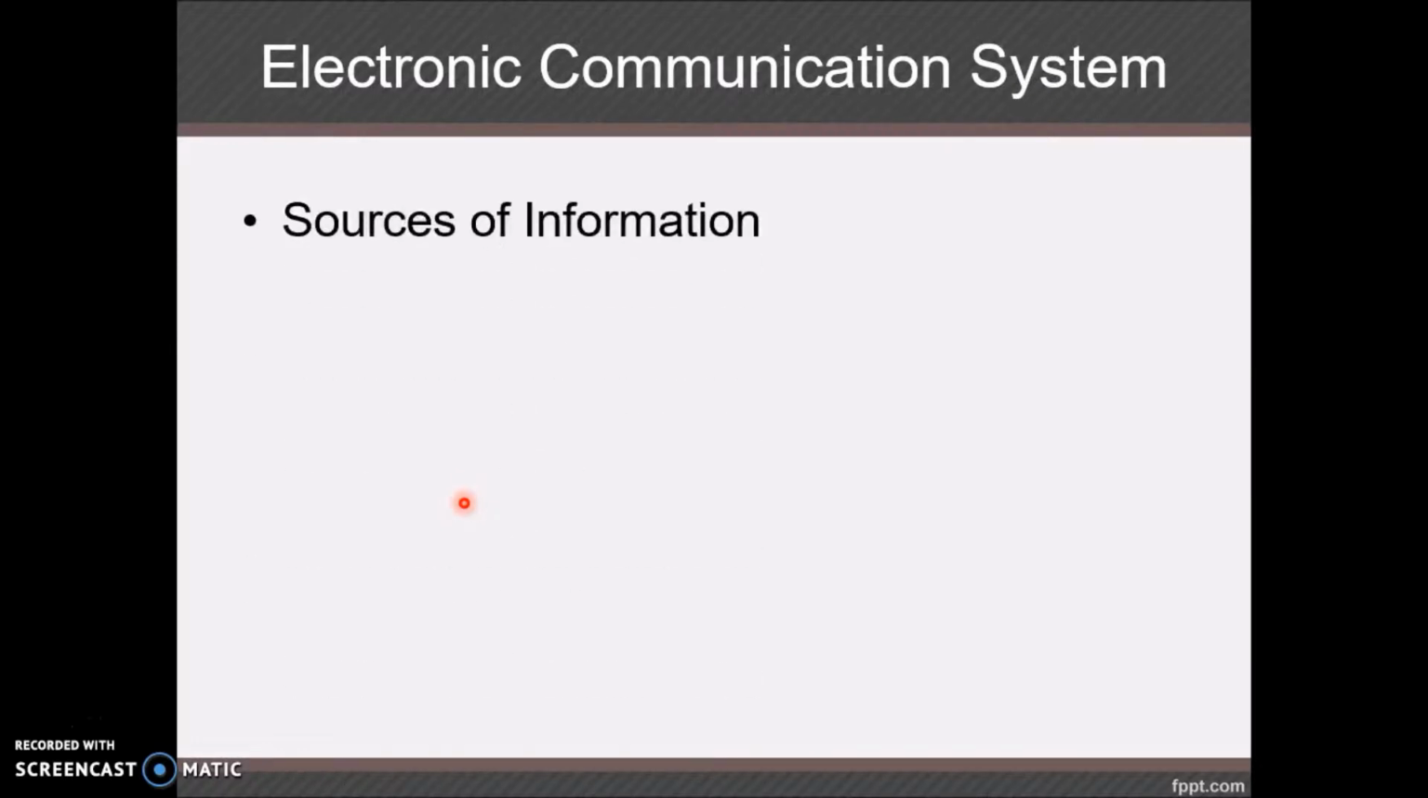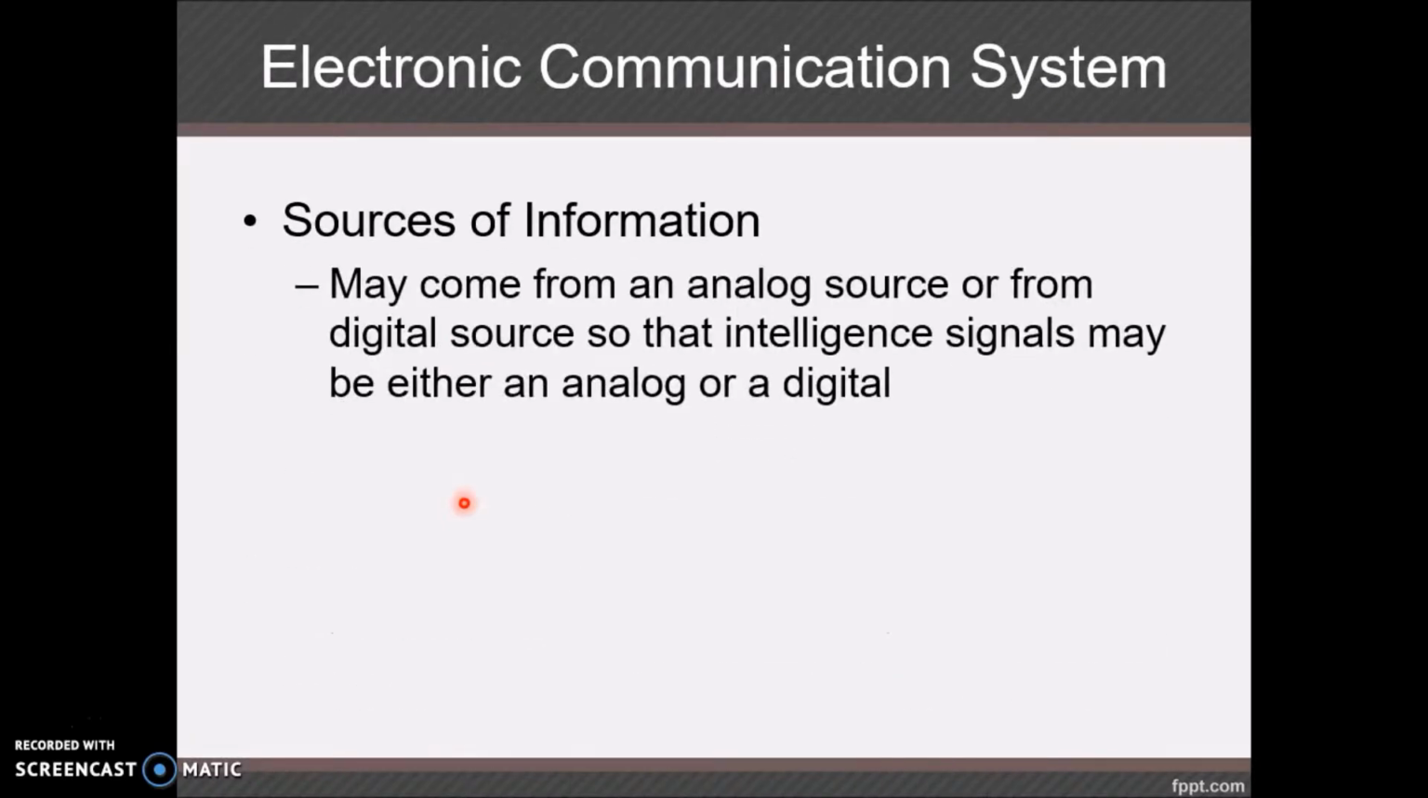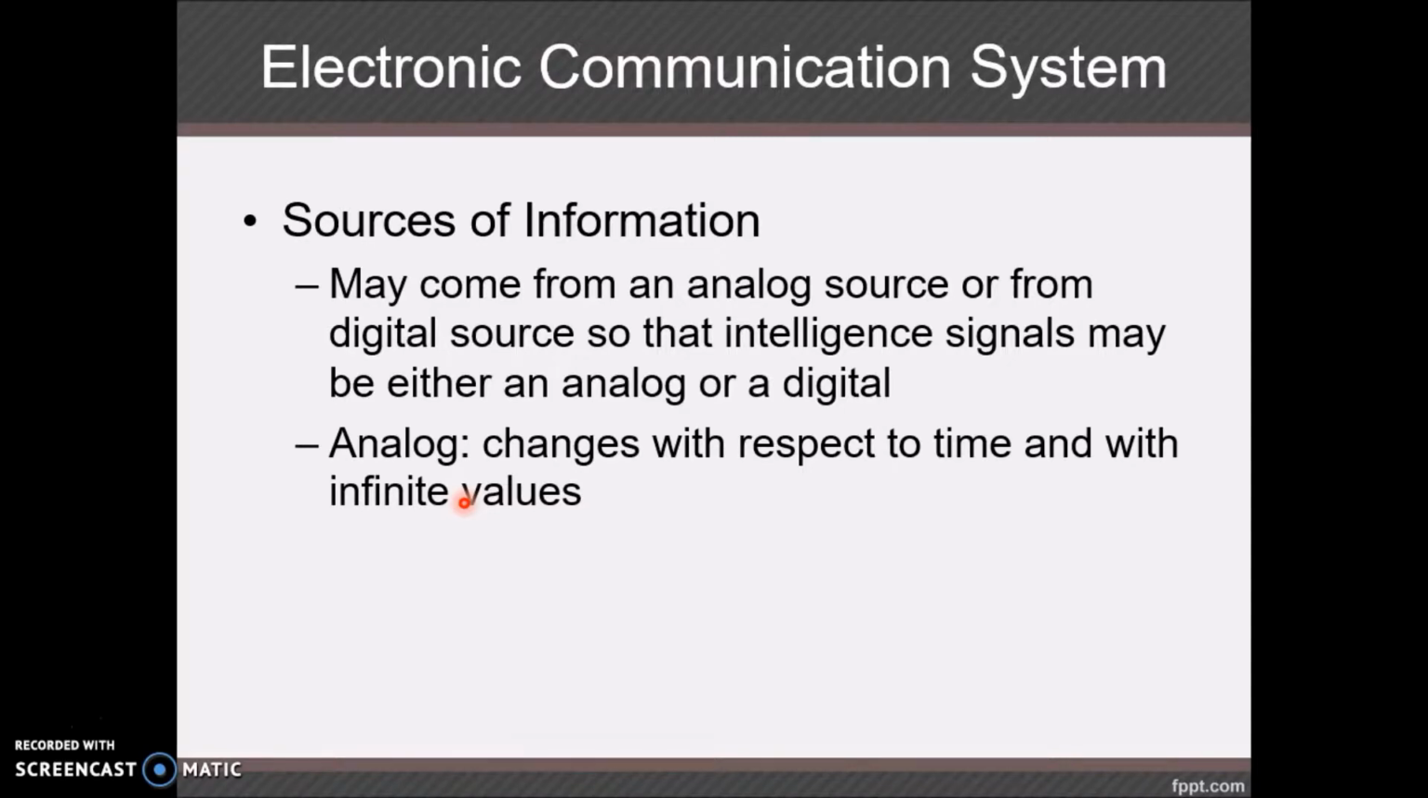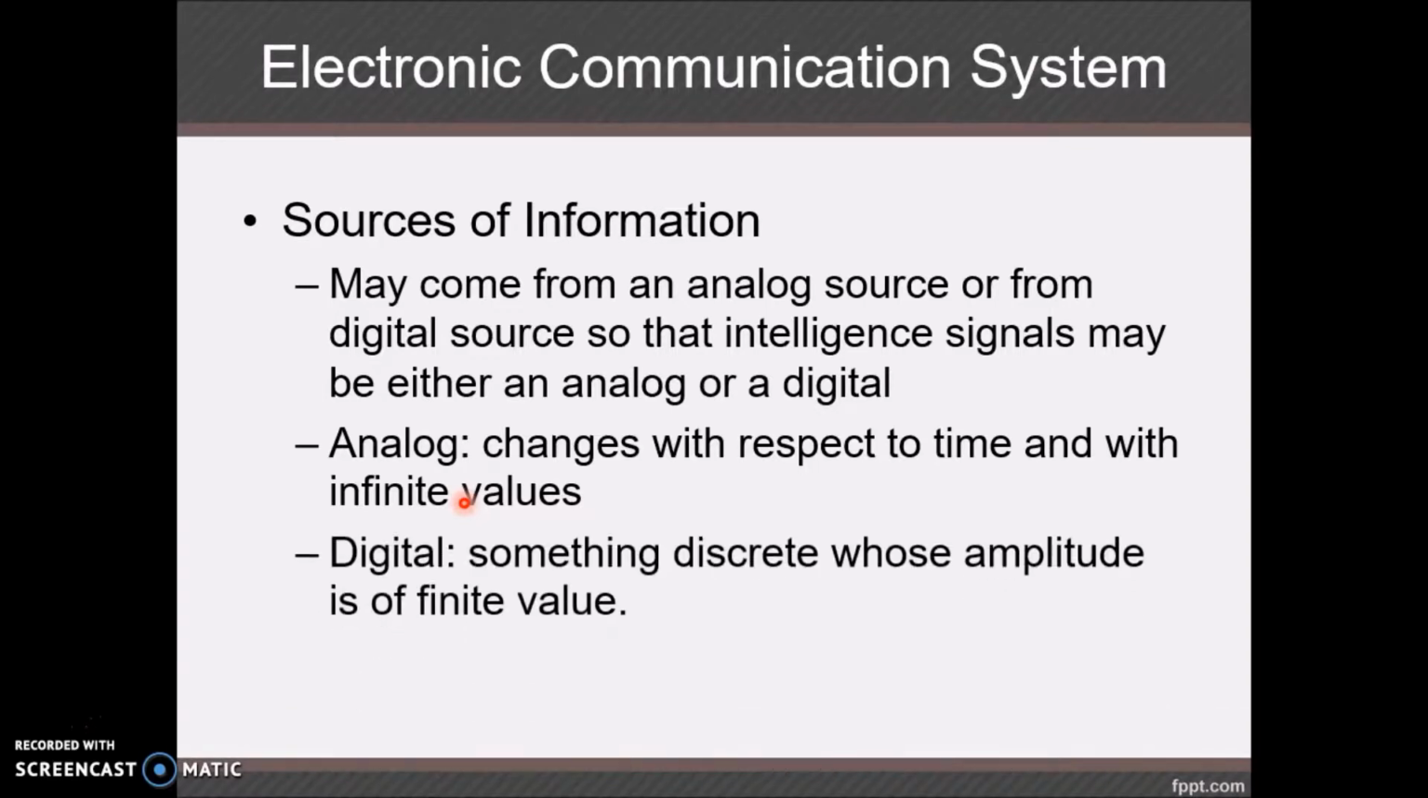First, let's talk about the sources of information. Sources of information may come from an analog source or from a digital source, so that the intelligence signals may be either analog or digital. Analog signals are something continuously changing with respect to time and with infinite amplitude values. On the other hand, we have the digital signal. Digital signals are something discrete and whose amplitude is of finite value.